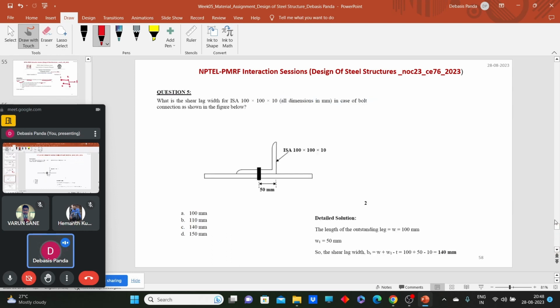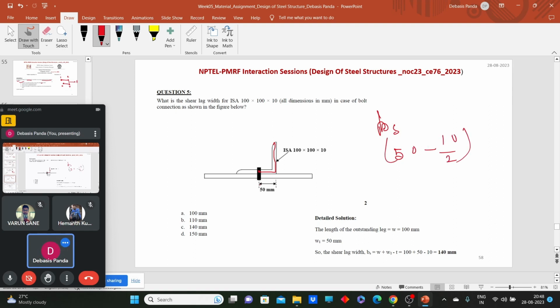Yes or no? Now question number 5 says, what is the shear lag width of 100 into 100 into 10 in case of bolted connection? So you need to calculate that Bs value. What is the Bs value for the bolted connection? From the center of this bolt, you need to go up to the end. So what will be the value? 50 minus, what is the thickness, 10 by 2.